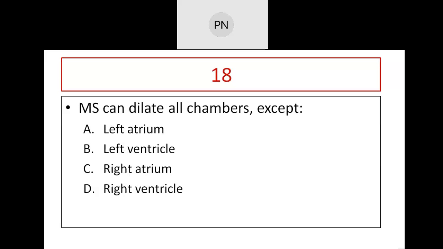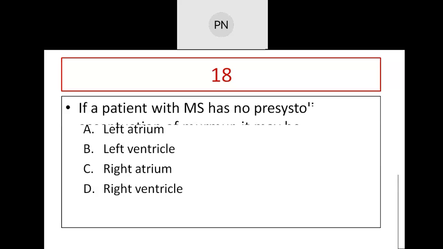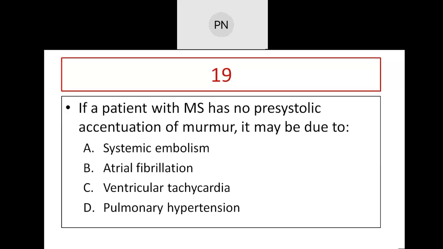MS or mitral stenosis can dilate all chambers except... we have seen the pathophysiology. The answer is B, left ventricle, because left ventricle receives less blood and it cannot dilate. All other chambers are congested and therefore they can dilate. If a patient with mitral stenosis has no presystolic accentuation, what does it mean? Very good. It means that there is atrial fibrillation.